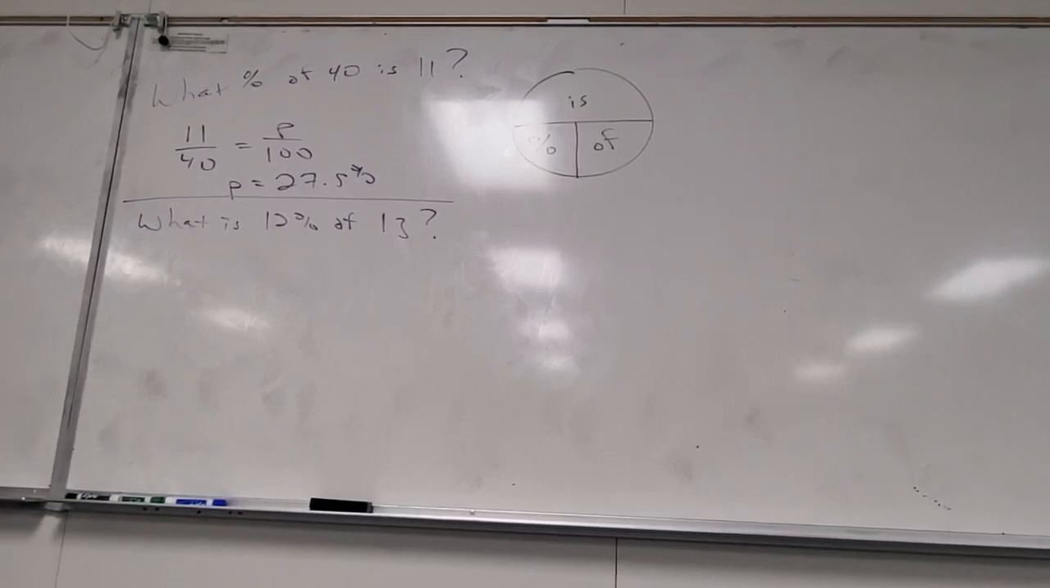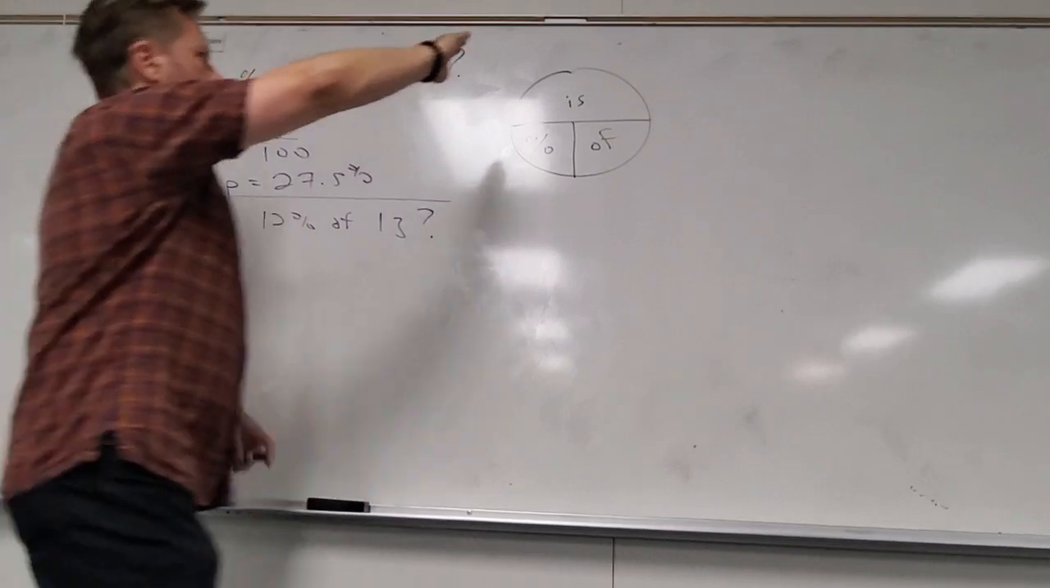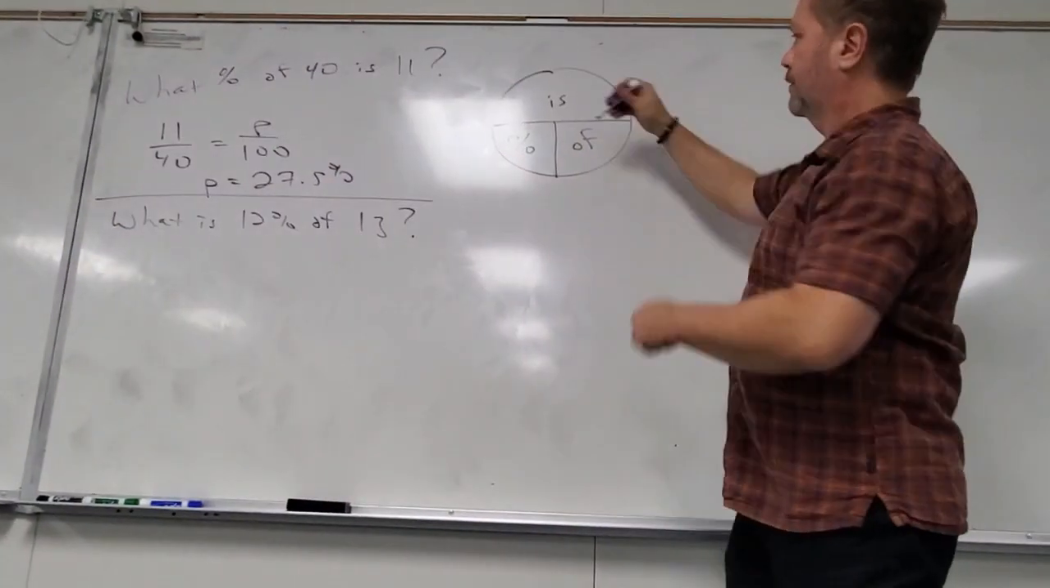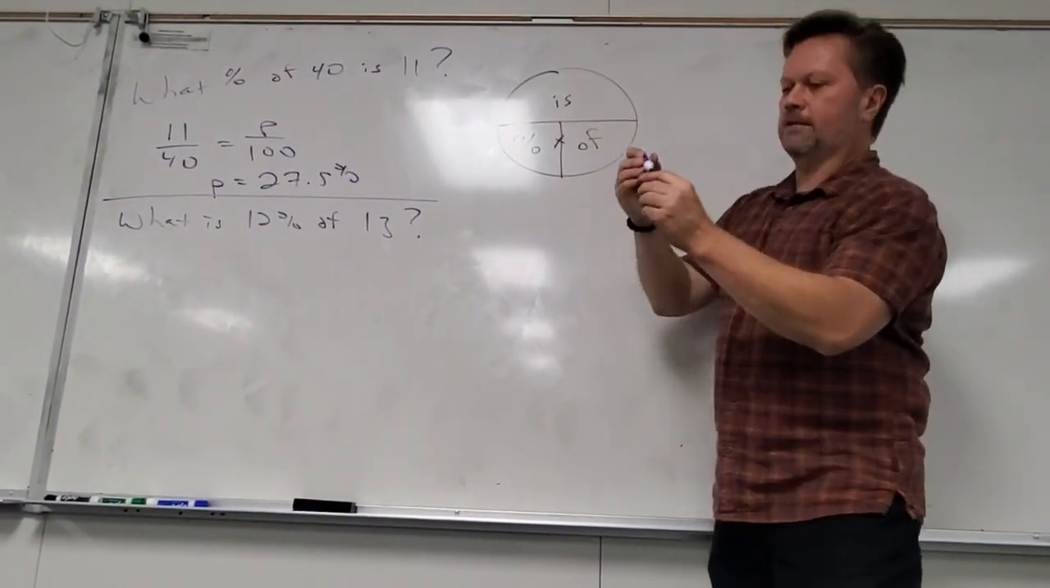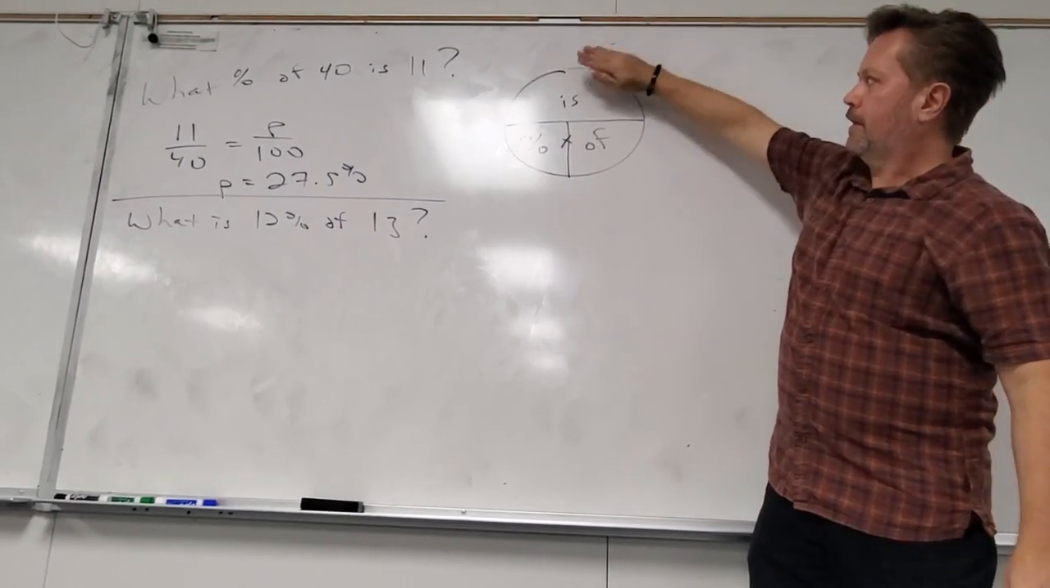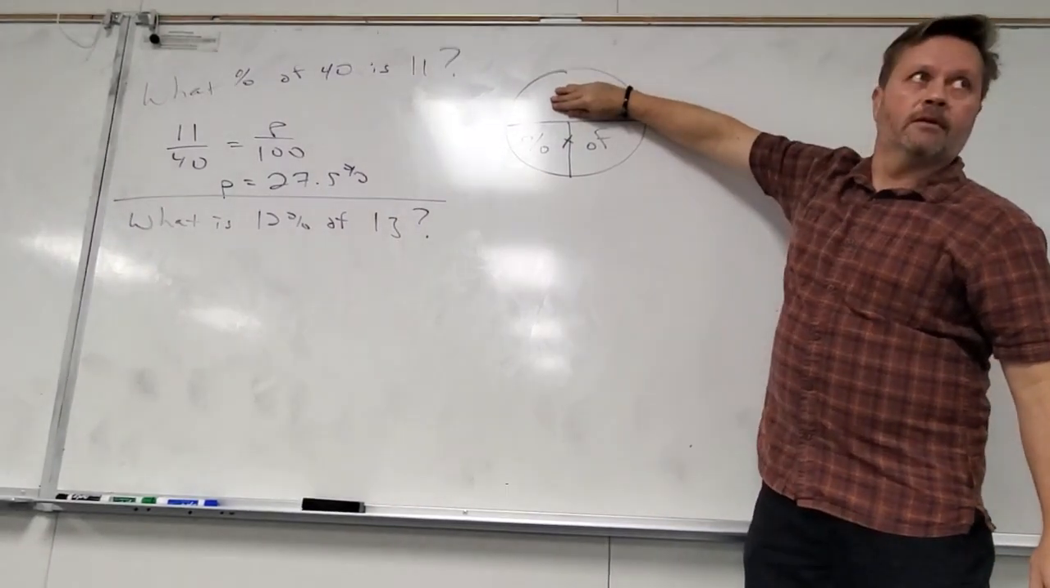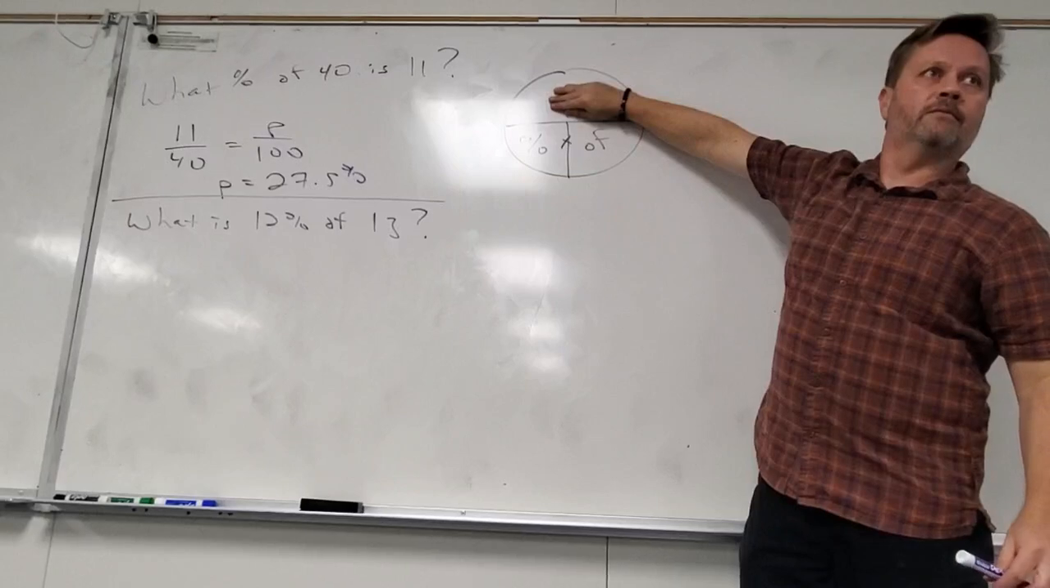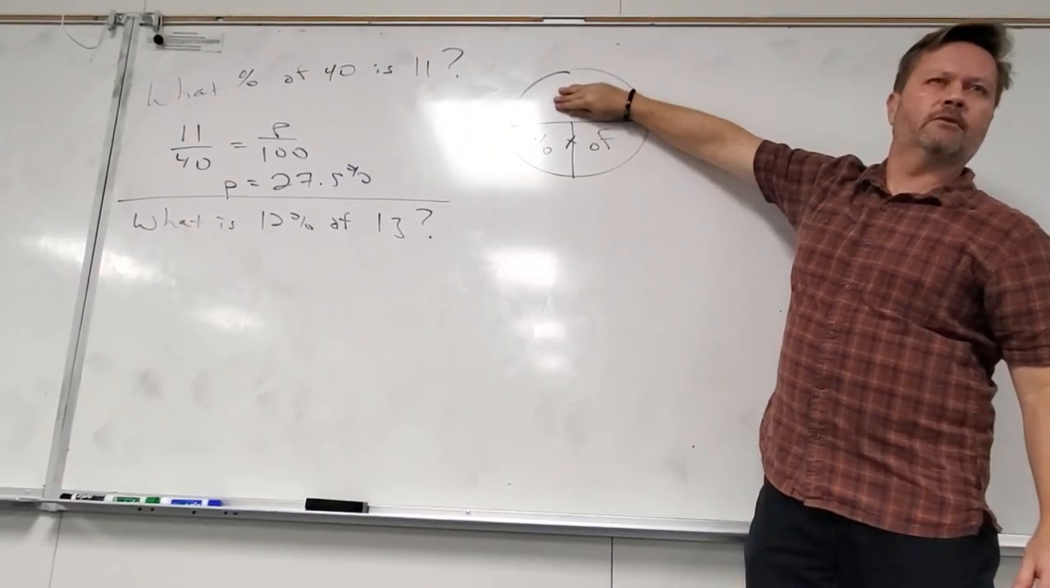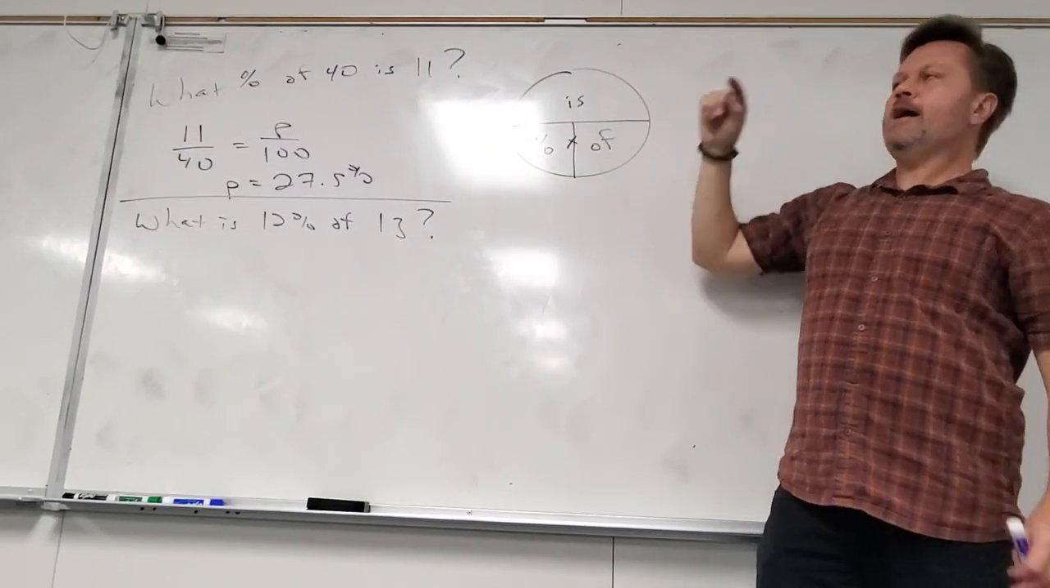We don't know the is. So if I cover is, now one thing I forgot is you put a little times, but they're sitting next to each other, so you actually don't need it. If I cover the is, I'll do the percent times the of, right? You guys see what I'm saying?